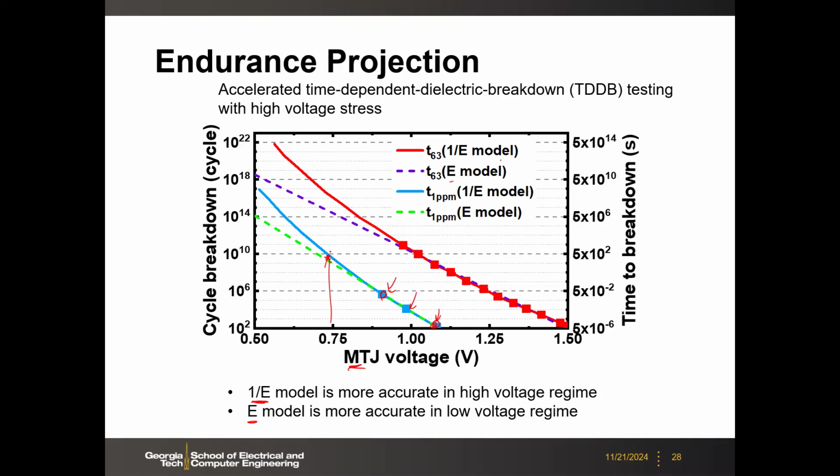So this is how you do the projection, because nobody can measure like 10 to the power 14, 15, 16 cycles. This is where we wish to get, but if you want to measure that, you wait 10 years and it's impossible. So this is how we do the projection of the endurance.